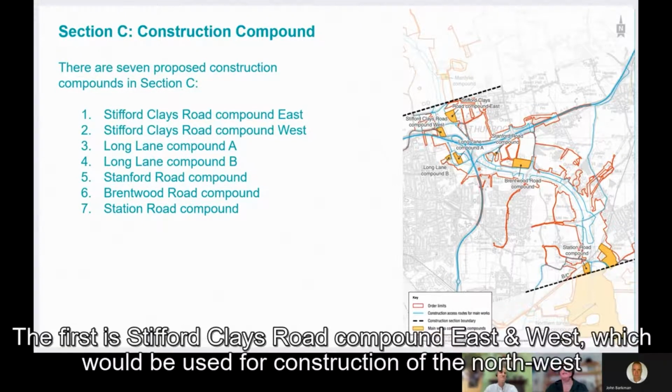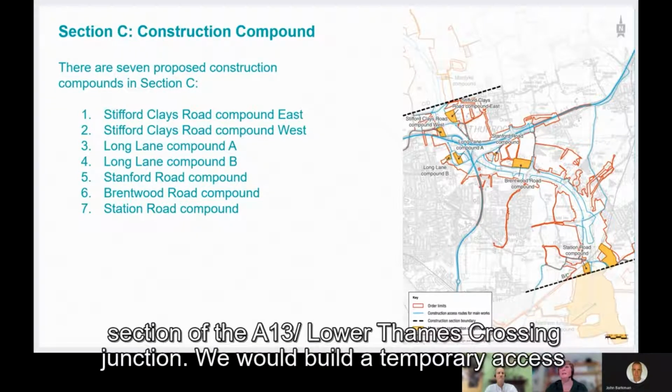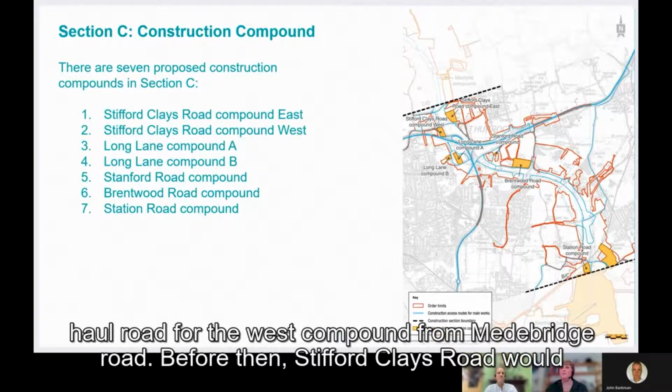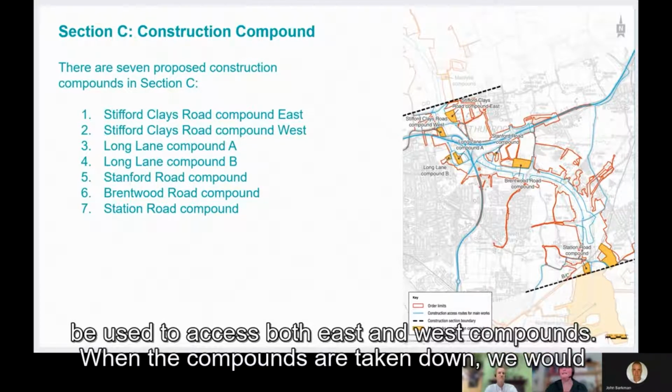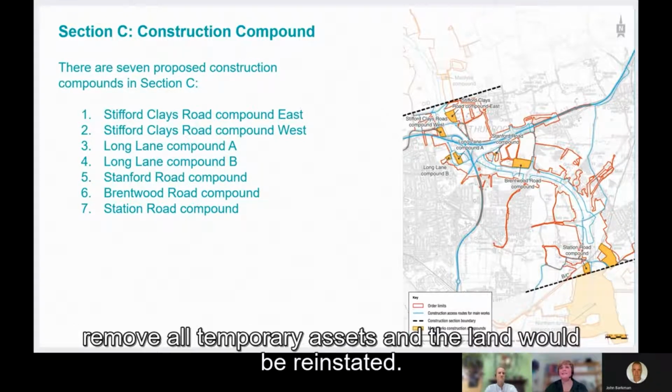The first is Stifford's Clay Row compounds east and west. These would be used for construction north of the northwest section of the A13 Lower Thames Crossing junction. We would build a temporary access haul route from the west compound from Meadbridge Road. Before then, Stifford's Clay Road would be used to access both east and west compounds. When the compounds are taken down, we would remove all temporary assets and the land would be reinstated.